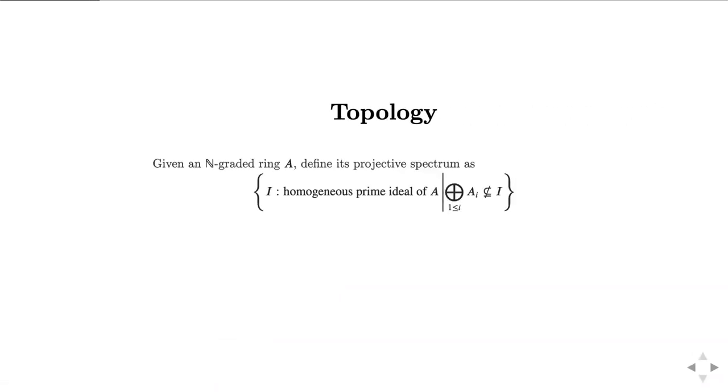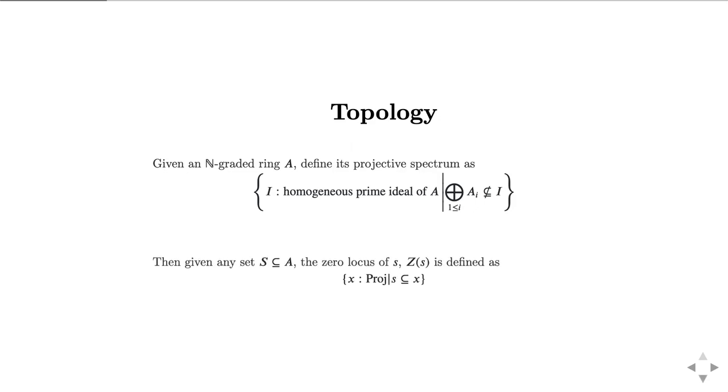So first part, topology. Given a graded ring that is graded by the natural numbers, we can define its projective spectrum to be the set of all homogeneous prime ideals such that the irrelevant ideal is not a subset of this ideal. We will just call such ideals relevant homogeneous prime ideals.